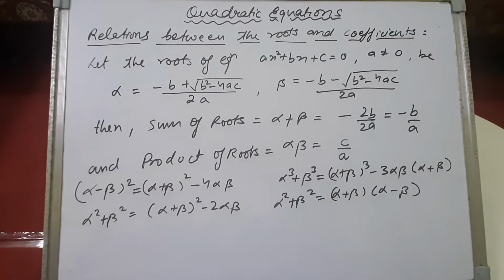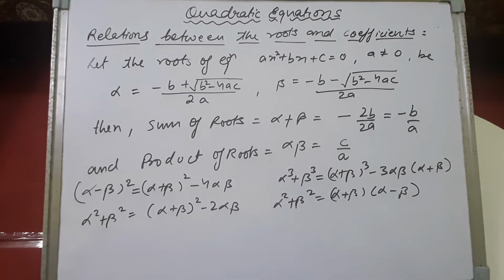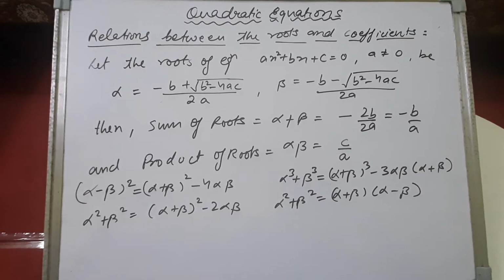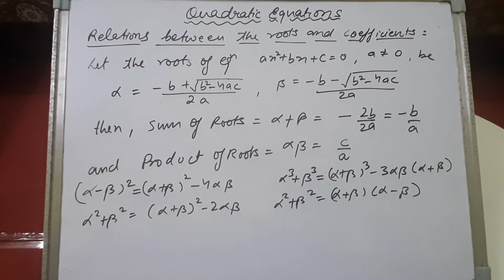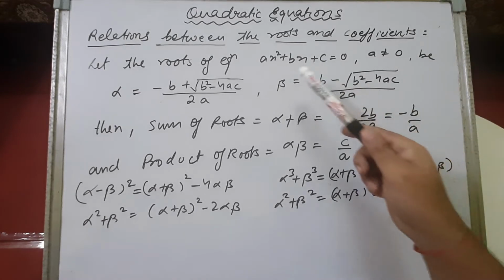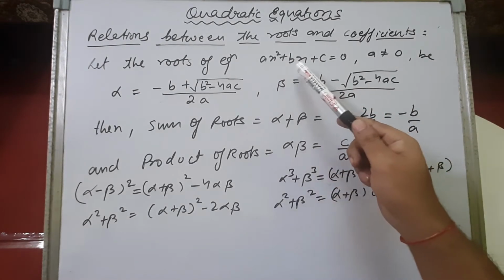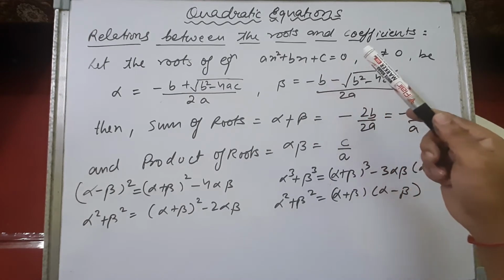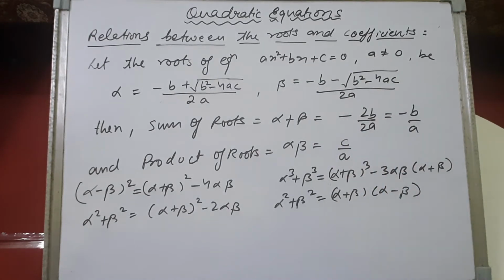Children, today in the topic of quadratic equation, we will be learning the relation between the roots and coefficients. Right. So, what are the roots? The solution of the quadratic equations. Right. And what are the coefficients? Like the coefficient of x square is a, the coefficient of x is b, and the coefficient of the constant is c. Okay. So these are the coefficients of the terms in a quadratic equation.